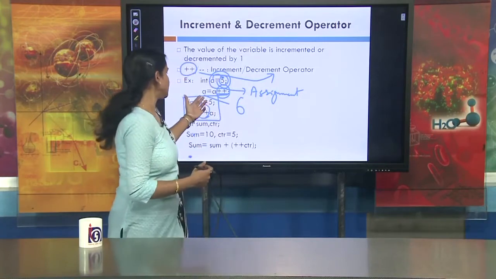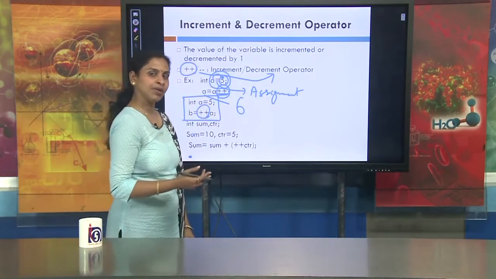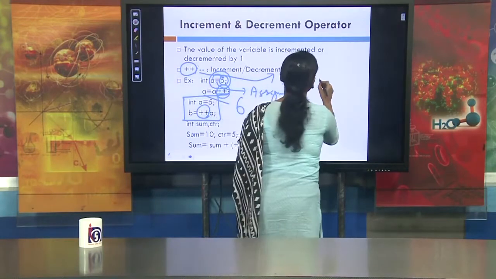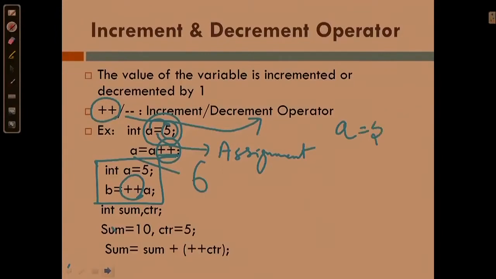As we use the increment operator, similarly we can make use of the decrement operator too. Let's take the same example, A equal to 5. Now I want to use the decrement operator. For example, B equal to A minus minus. This is the use of the decrement operator. As the increment operator increases the value by 1, using the decrement operator the value of the variable decreases by 1. So the value of B becomes 4.